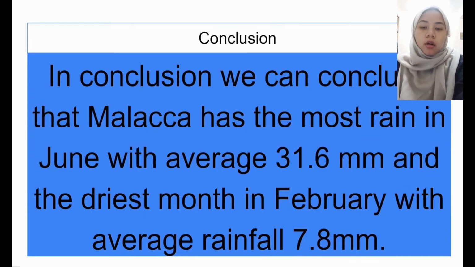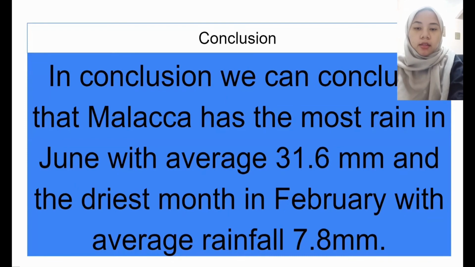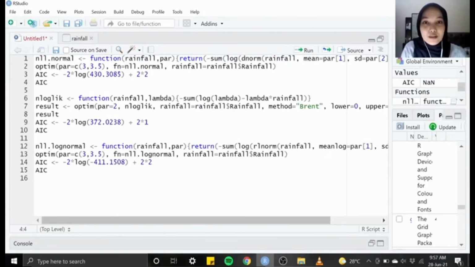So from all the tables and the analysis we have, we can conclude that Malacca has the most rain in June with an average of 31.6 millimeter, and the driest month is February with an average rainfall of 7.8 millimeter. That's all from me. Thank you.